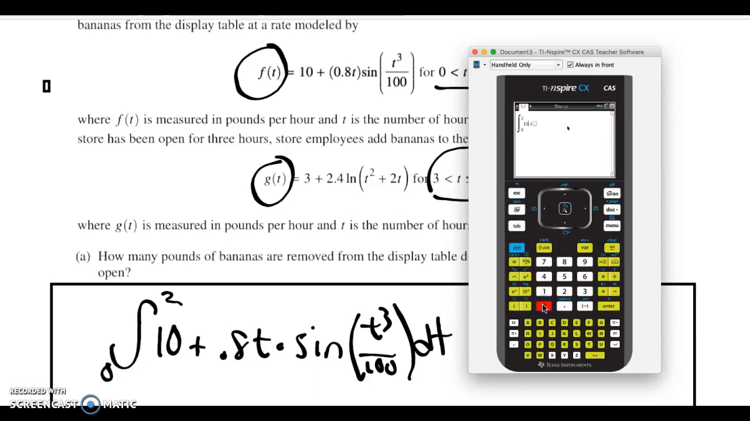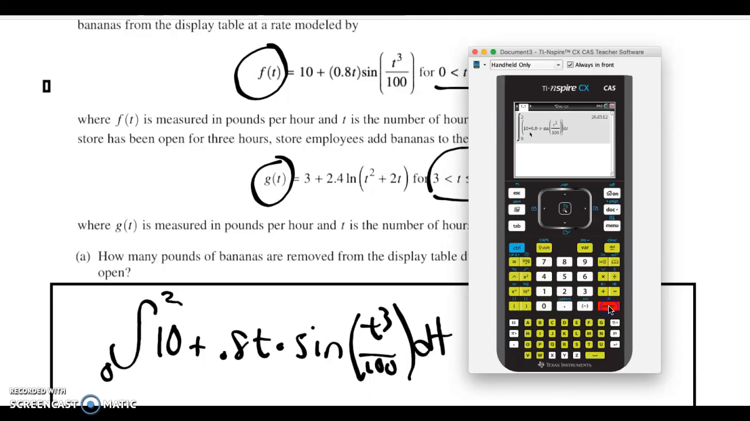of 10 plus 0.8t times sine, fraction tool, terminator 3, t to the third over 100, dt. I'm going to double check that I put that in there right, because if I don't, Ethan's going to yell at me if I get it wrong. 0.8t. Look good, Ethan? Ethan says it looks good.